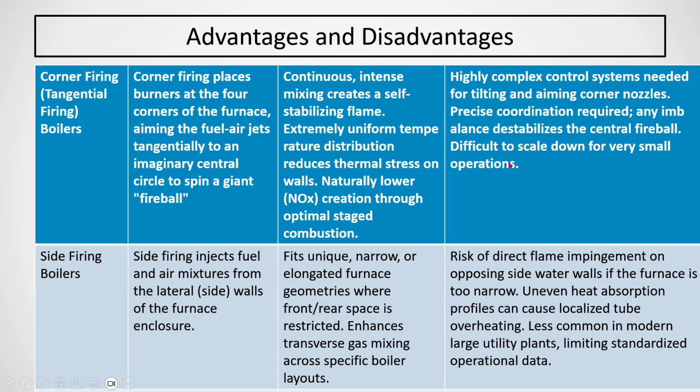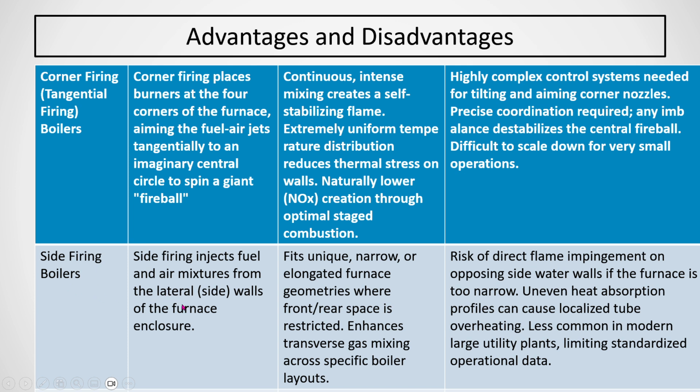But the disadvantage is you have to generate the fireball. To generate the fireball, some skill is required, and it is difficult to scale down for small operations. A control system is needed. You have to tilt the burner, and very precise operation is required. If any imbalance is there between the burner flames, then the central fireball will not be generated, and uniform heating will not be there.